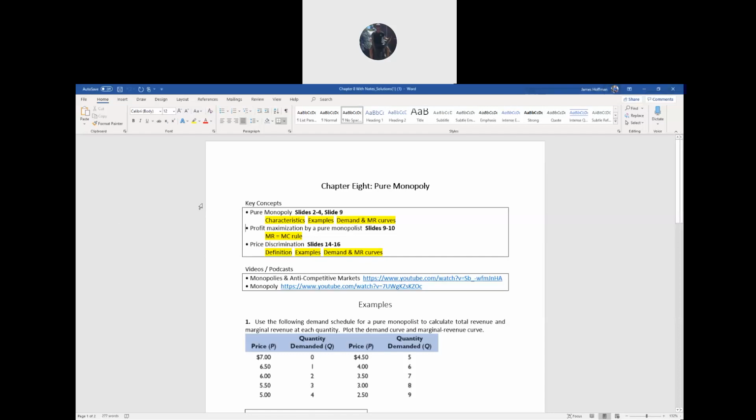Okay, so how does a monopolist choose its output and price to maximize profit? That's the next thing we're going to look at in slides 9 to 10.